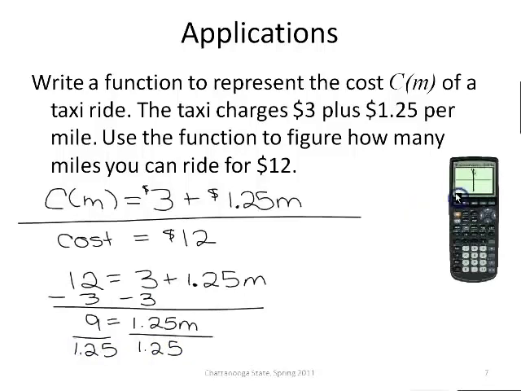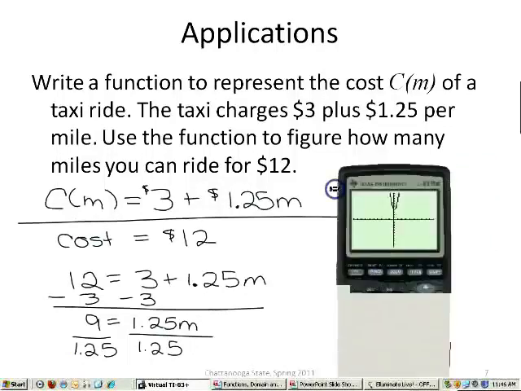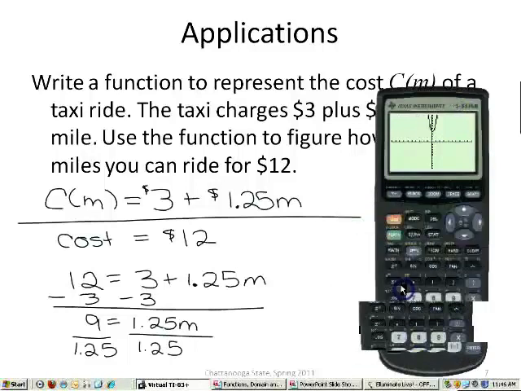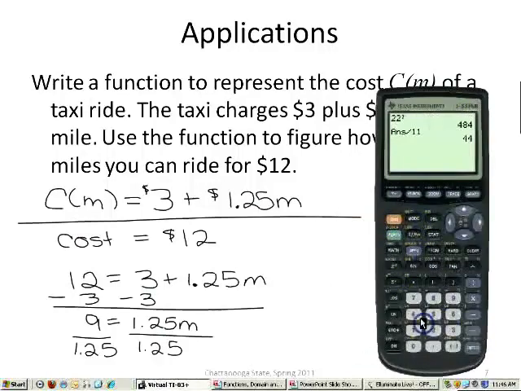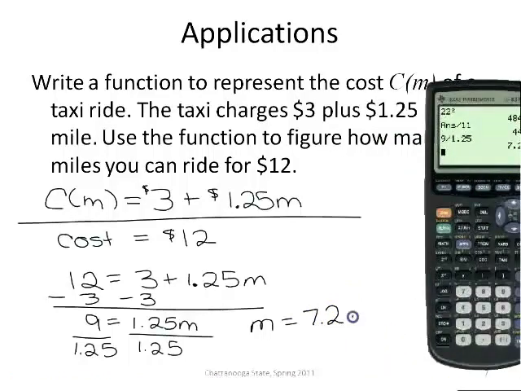So I need to do over here on my calculator. I need to do, let me get back to the regular screen, 9 divided by 1.25. I get that I could go 7.2 miles for $12.